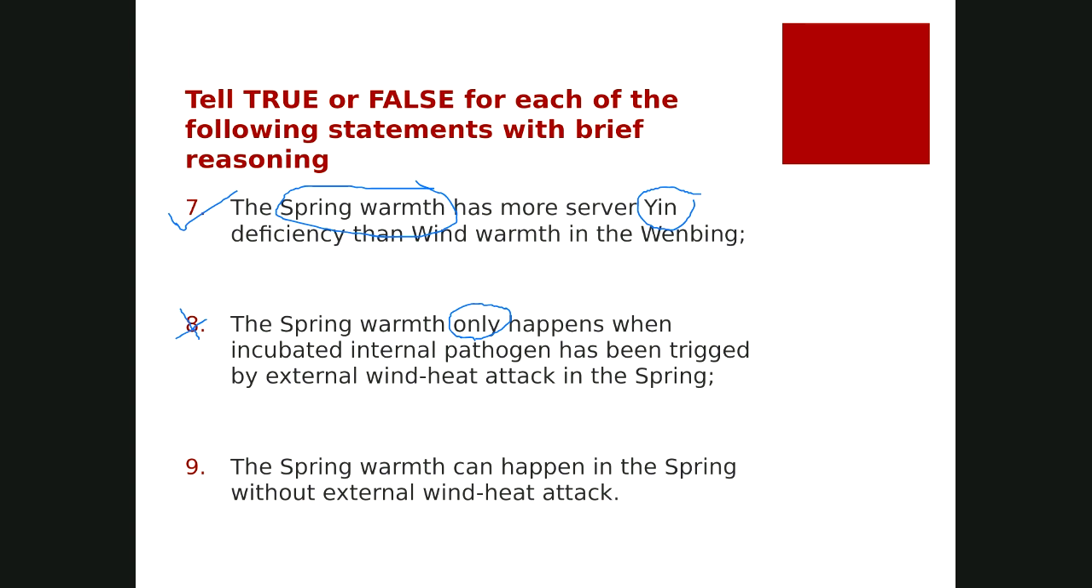Incubated heat is unresolved winter pathogen. So this is an answer to one of the discussions about where this original pathogen comes from. Now, number 9. The spring warm disease can happen in the spring without external wind heat attack. So basically, if you answered incorrect for number 8, number 9 should definitely be correct. So in some way, they mirror each other. Is that okay for these slides?